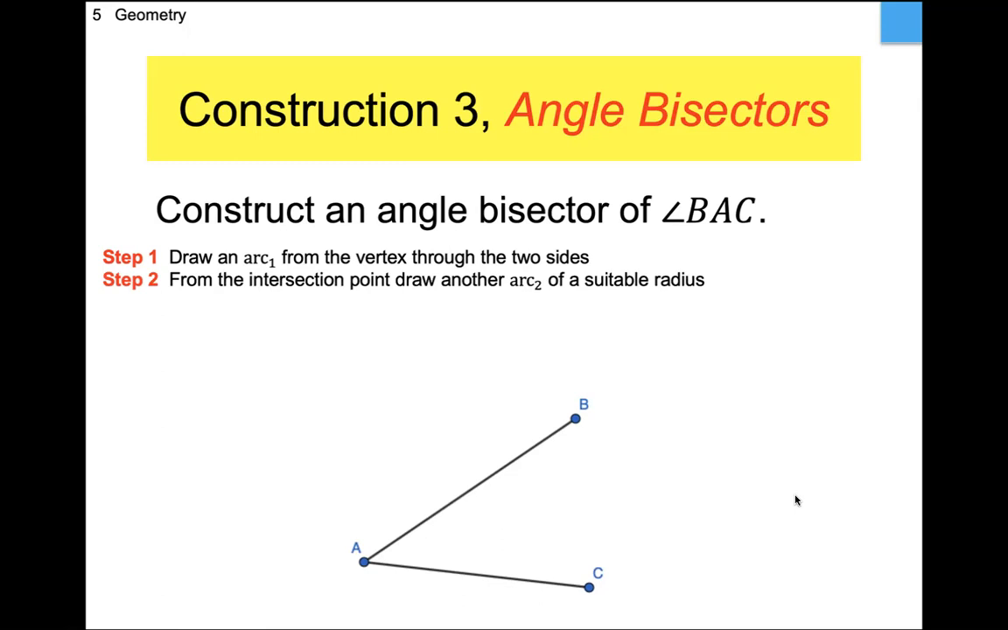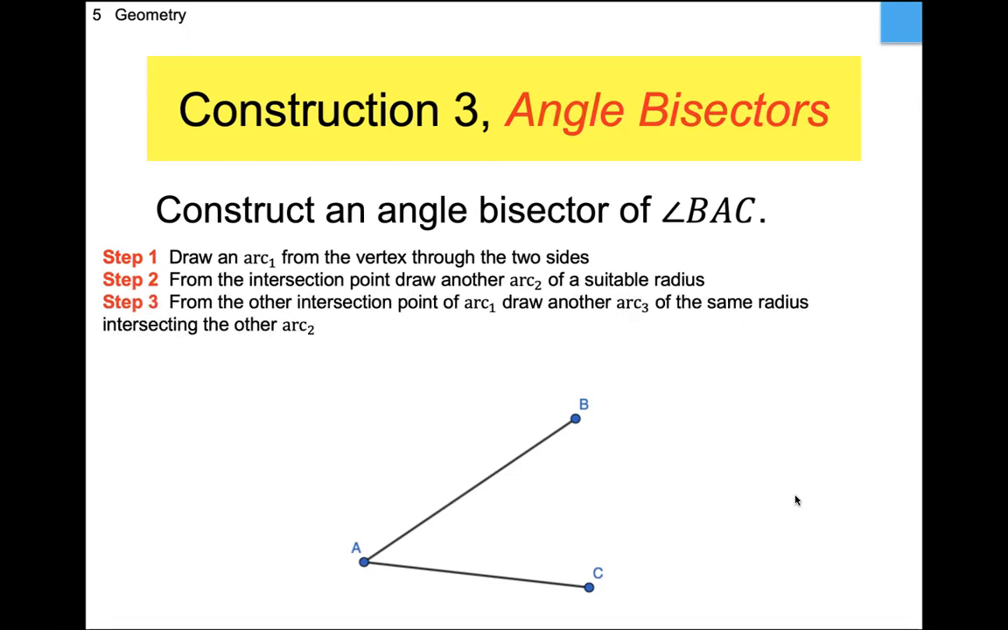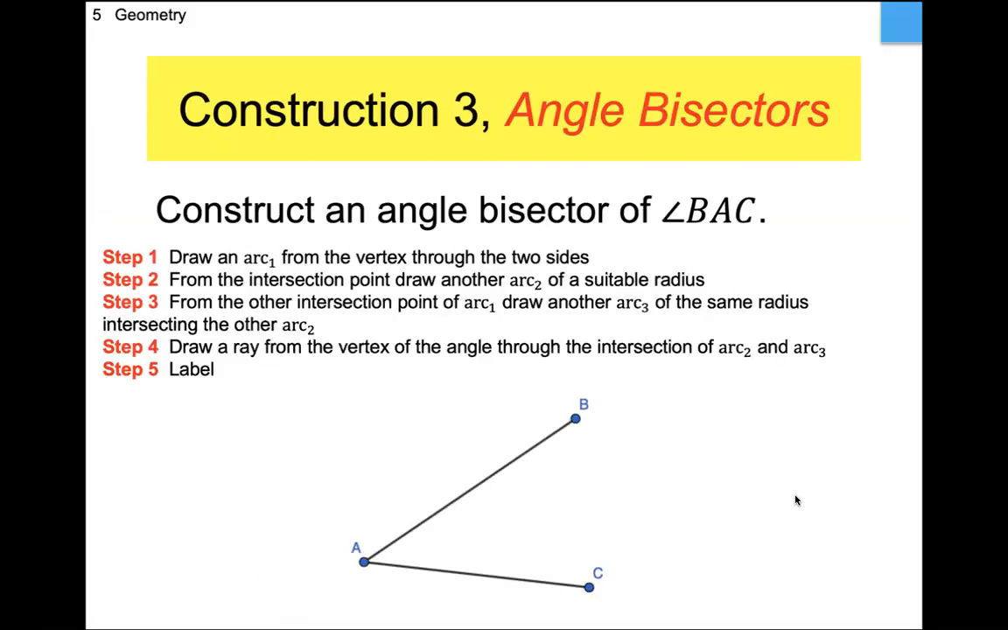Well, we'll talk about it when we do it. Step number 3, from the other intersection point of arc 1, draw another arc, so a third arc of the same radius. So you haven't changed the distance, intersecting the other arc. In other words, arc 2. Very confusing until we do it. Step number 4, draw a ray from the vertex of the given angle through the intersection of arc 2 and arc 3. Step number 5 is label. So go ahead and pause, write that down, and then let's do the construction.